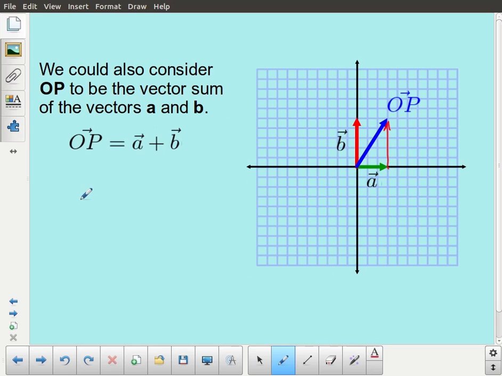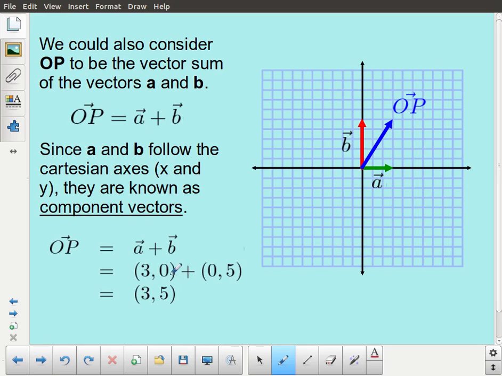Now this vector A, how would I actually describe that vector A? If I had to describe it, vector A represents a movement of 3 to the right, or 3 in the x direction, and no movement upwards, which is 0 in the y direction. The vector B, on the other hand, represents no movement in the x direction, but actually represents 5 steps in the positive y direction. So when I say the vector OP is the vector sum of these two vectors, what I'm actually saying is OP is A plus B, which is (3, 0) plus (0, 5).